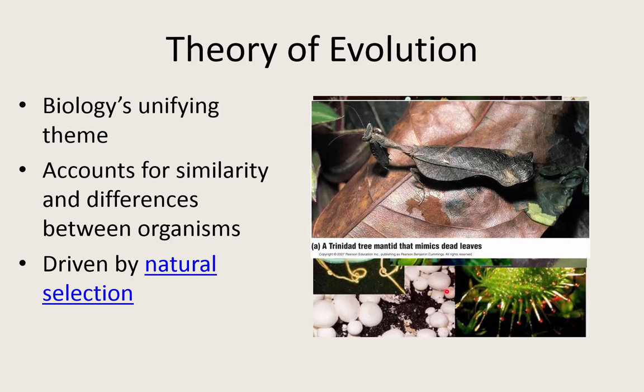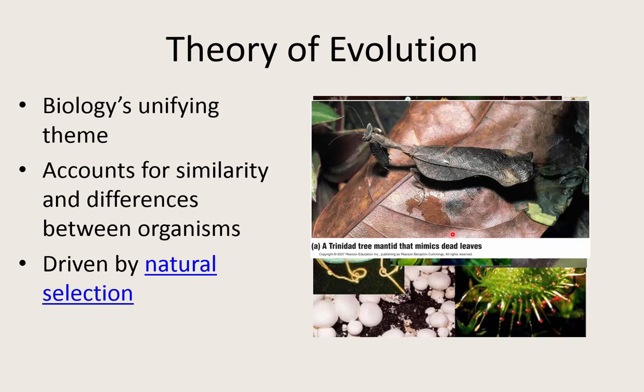So if we look at this tree mantid here, it really looks like the leaves around which it lives on the forest floor. And if that mantid looked like something else, maybe instead of being the color and the shape of a leaf it was bright blue or something like that, then it might not be able to survive as well in that environment of the forest floor. It might stick out more to predators and be eaten.